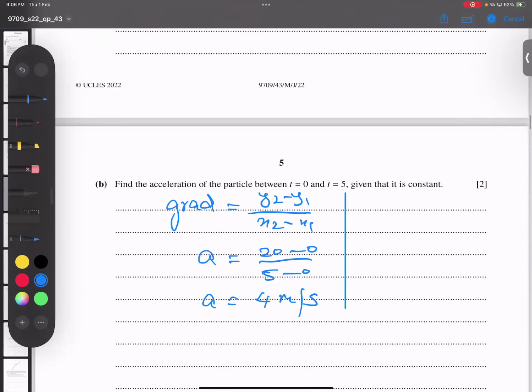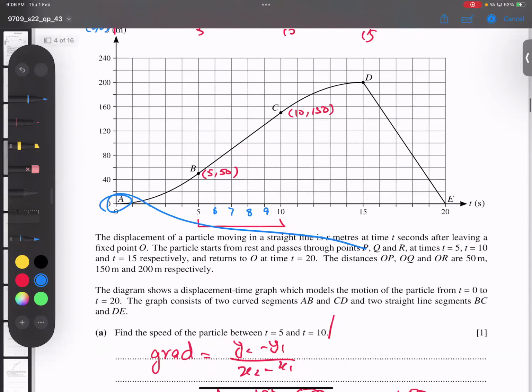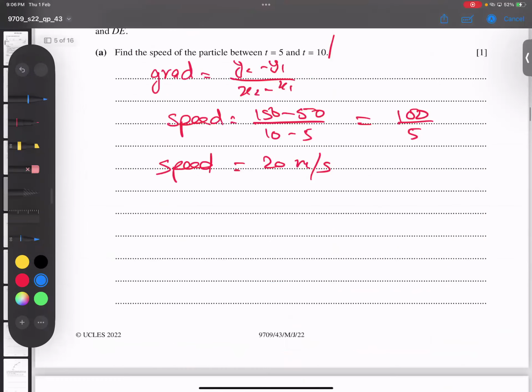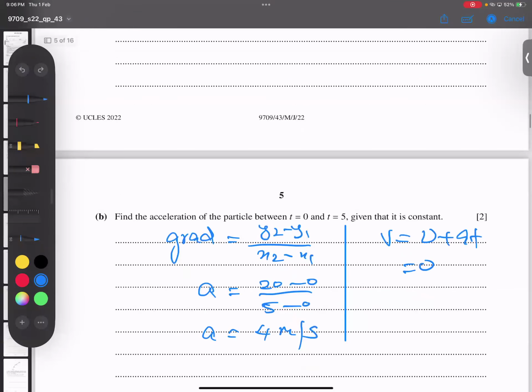We have another way also, students: v equals u plus at. We can use this also. How come, sir? Look here now. Starting here the speed is 0, so the starting speed is 0. At this moment the speed is 20, so at 5 the speed is 20. Acceleration is unknown and time is 5. This is way number 2, and we got the same answer.